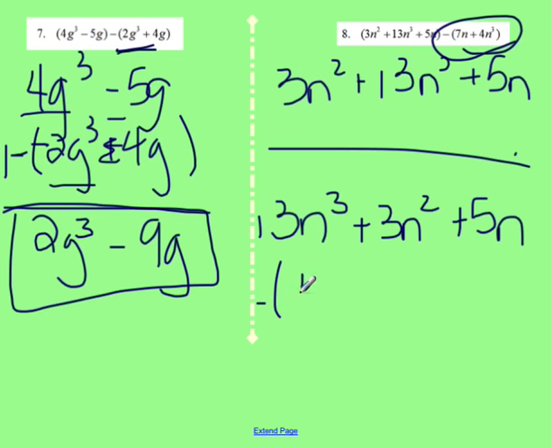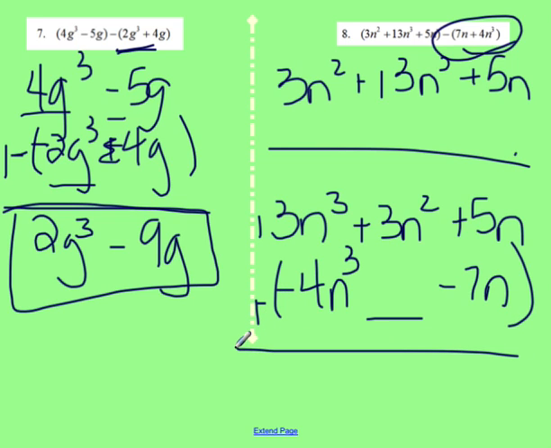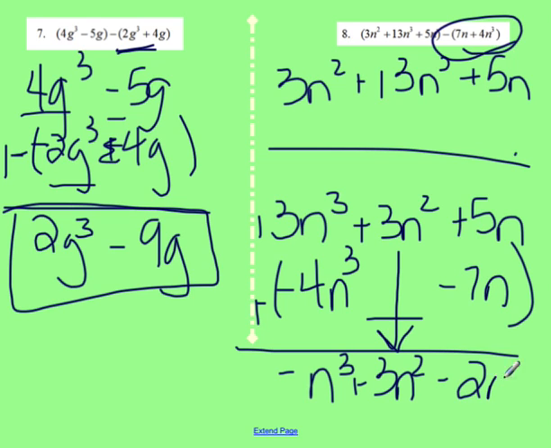So I have something under here. I don't have an n squared term, so I'm going to leave that blank. And then I have this 7n that I'm currently adding. Well, because I'm subtracting it, I want to change the signs of everything. So 3n cubed minus 4n cubed is a negative 1n cubed, or just a negative n cubed. Don't forget about this column. You do have to bring that 3n squared down to the bottom. And then 5n minus 7n is a negative 2n. So that right there is your final answer for that one. Okay?